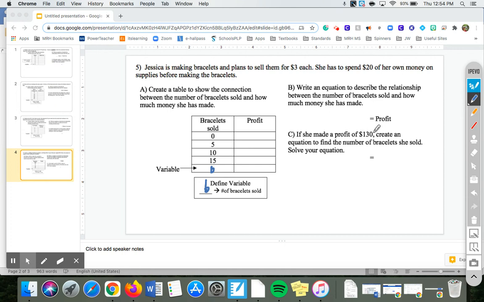On C, she's trying to make a profit of $130. And you're going to write and solve an equation to find out how many bracelets she would have to sell. So you're going to answer the few questions that you have here about representing this situation as well as solving the equation.